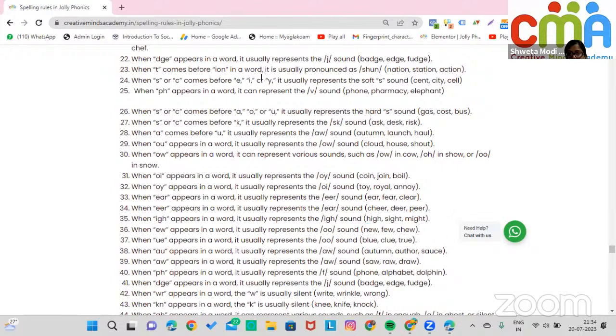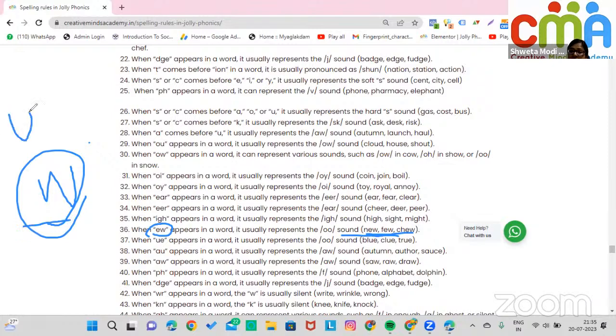Then you have EW words: new, few, chew. Now, W most of the times comes at the end of the word, or we have done before L, N, or D. So mostly when you have this U sound coming towards the end of a word, you will find a W.